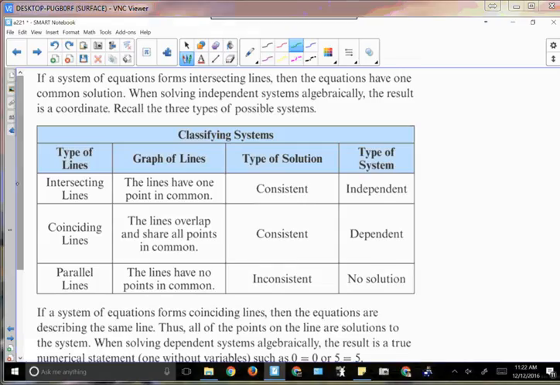We've kind of talked about this before. If we have lines that intersect, the lines are going to have one point in common. We classify that as consistent. So the type of system is going to be consistent and independent. I'm going to give you a few moments to make sure that you put that chart into your notes.